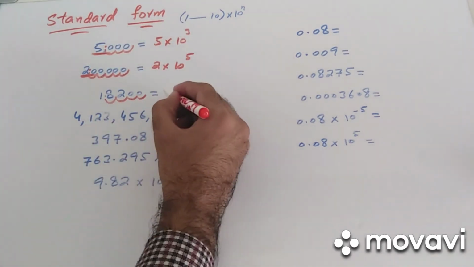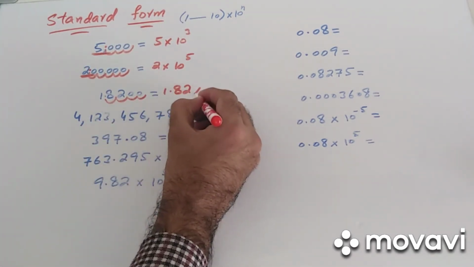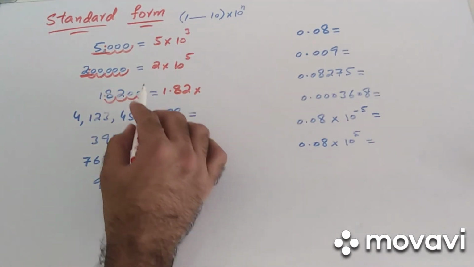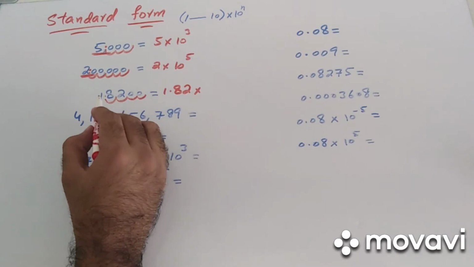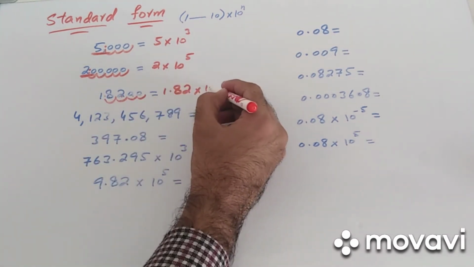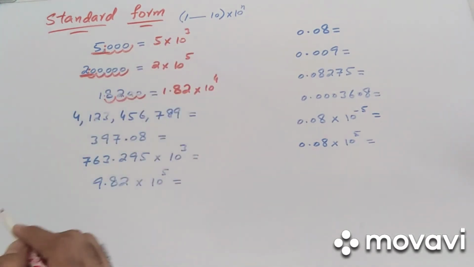So 1.8, yeah, 1.82 is in the range of that. So it will be 1.82. These zeros are just useless right after the decimal, so just disregard this. And then now if you read from here, you can see it's just 1, 2, 3, 4 numbers after this, so it will be 10 raised to the power of 4.